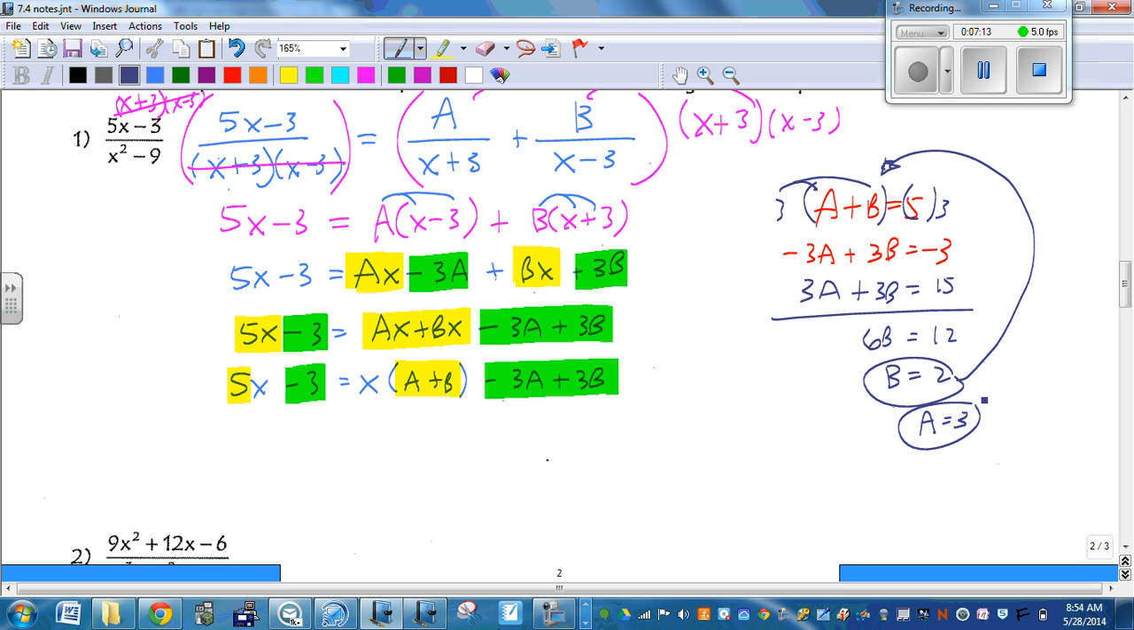But our final answer is not just going to be a and b. Our final answer needs to be this expression right here, but with a and b replaced by these two values. So our final answer for this one is going to be 3 over x plus 3 plus 2 over x minus 3.